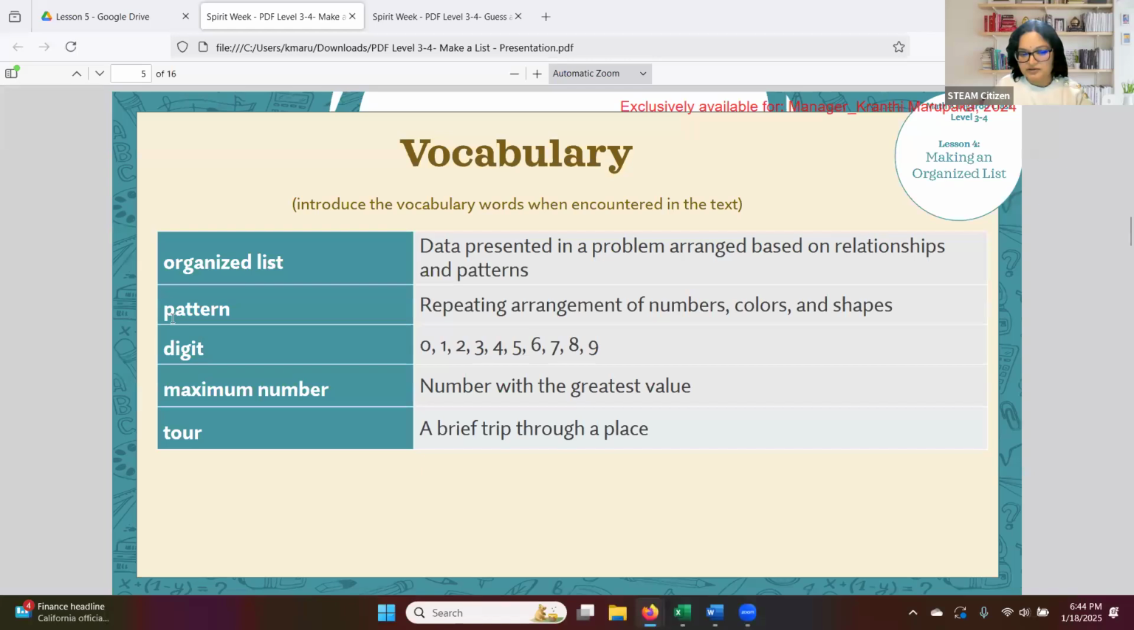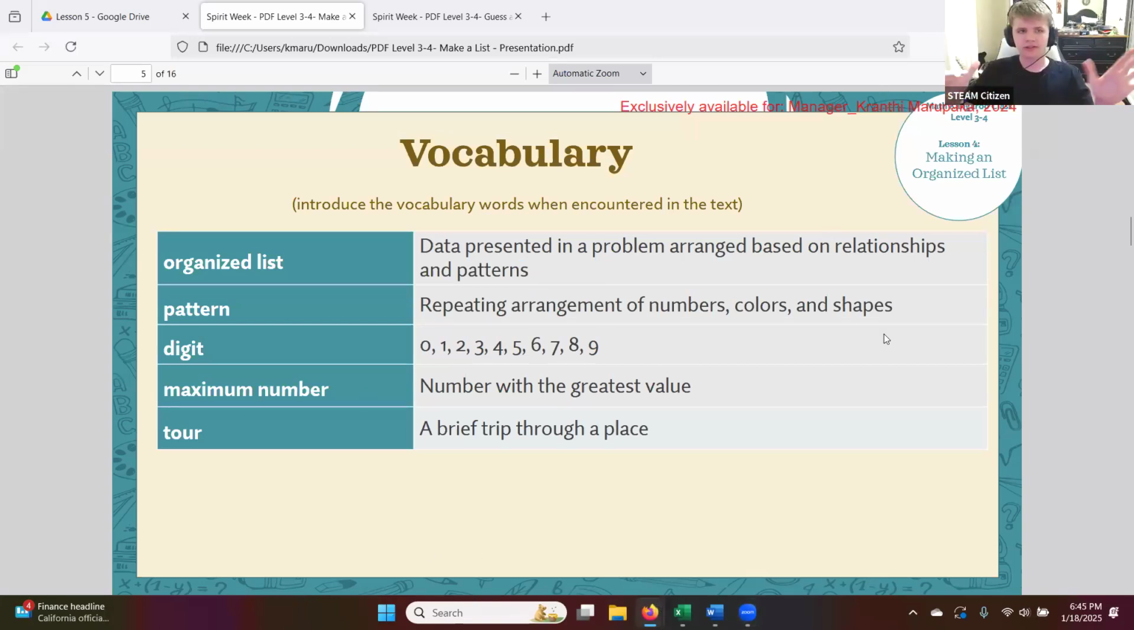We already talked about patterns, repeating numbers, color, shapes. Harry, do you want to talk about relationships and patterns there? Sure. You're talking about the first point with the organized list. Yeah. Anything to call out?